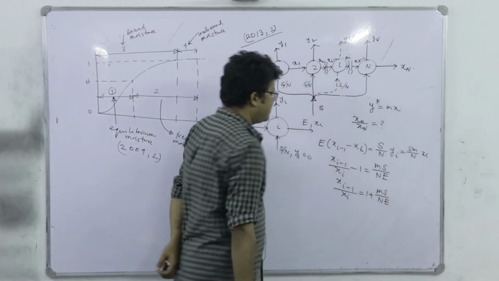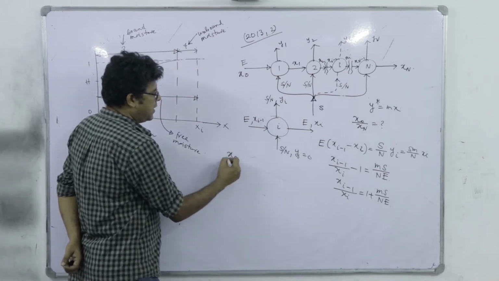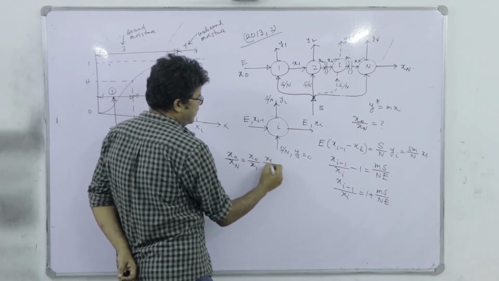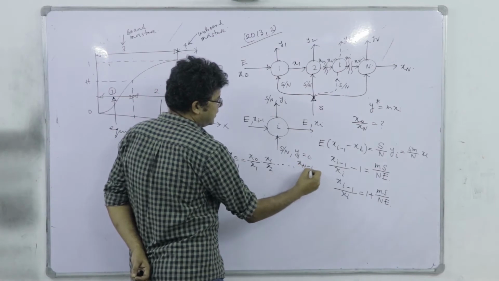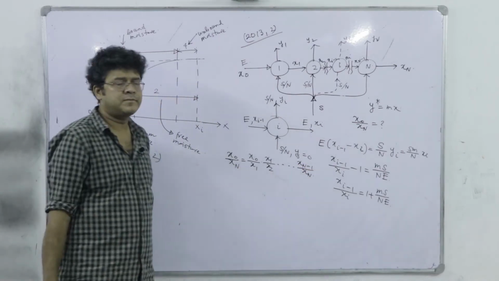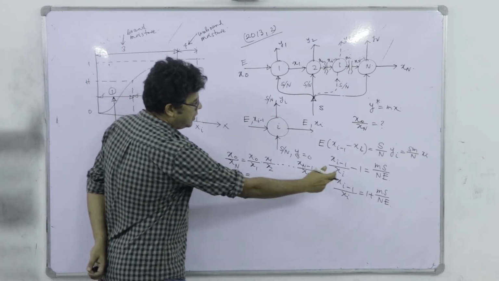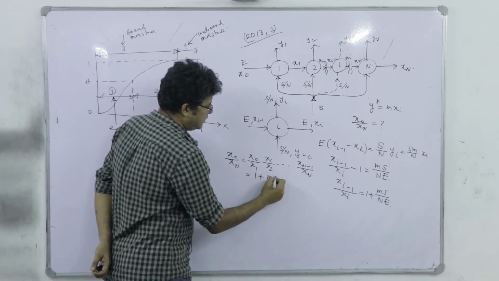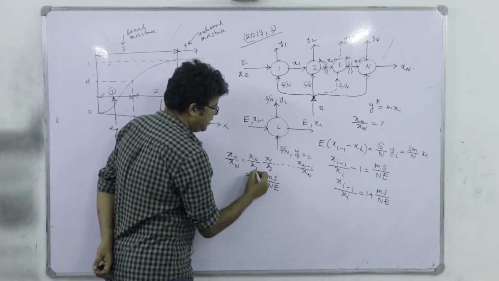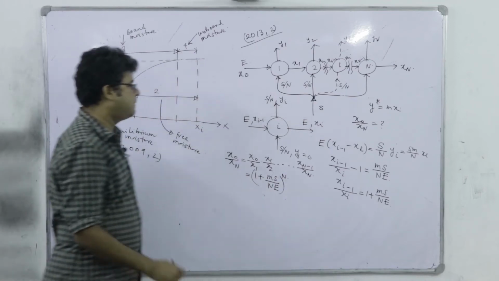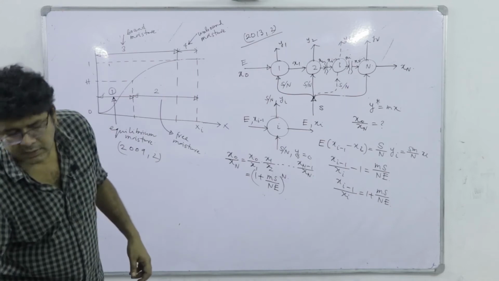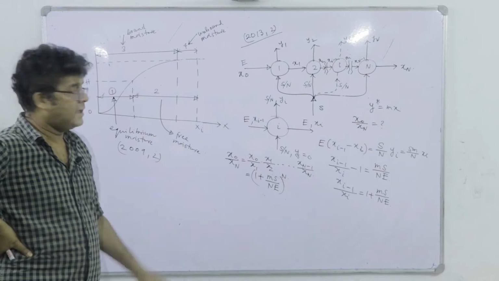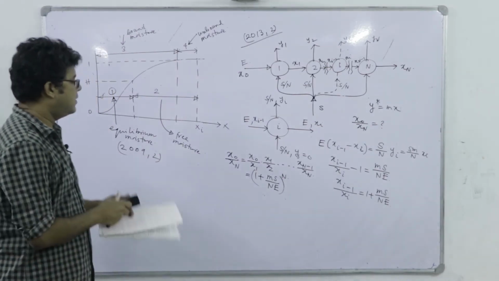So we have to solve for x0 by xn, which is x0 by x1, x1 by x2, up to xn minus 1 by xn. Obviously all these ratios are same and there are n number of stages, so it is 1 plus m into S divided by n into E, to the power n. That is option A. So you have got the answer.